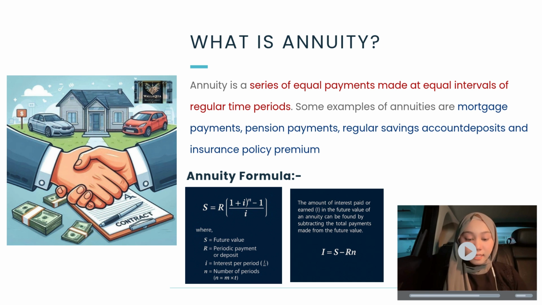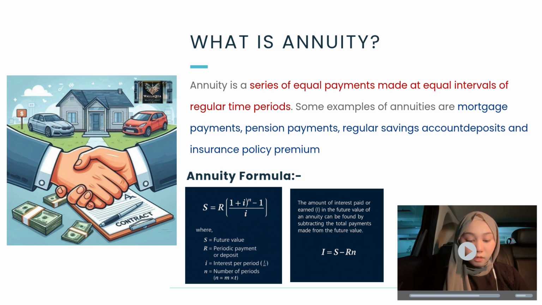An annuity is a series of equal payments made at equal intervals of regular time period. This means you pay or receive the same amount of money on a regular schedule, like every month or year. Some examples of annuities include mortgage payments, pension payments, regular savings account deposits, and insurance policy premiums. Now, let's look at the formulas used for annuities.